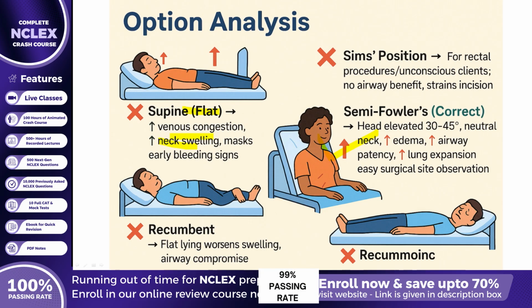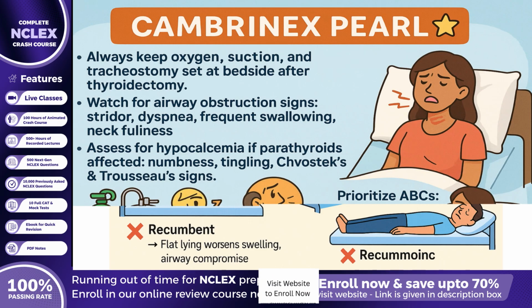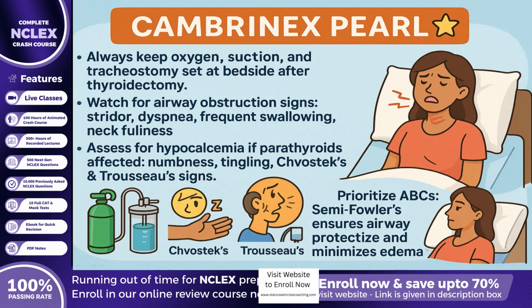Finally, the NCLEX high-yield takeaway is this. For any surgery involving the head, neck, or airway, always think of airway patency first. After thyroidectomy, semi-Fowler's is the safest position because it reduces edema, optimizes breathing, and helps you catch complications early. This is the positioning answer you must never miss on your exam.